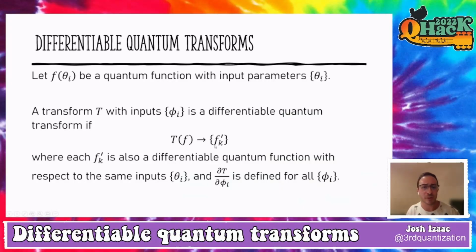But we can go even further. The transform T might have its own inputs, phi i, that control how the transform is applied to the input quantum functions. So the quantum transform T might also be differentiable with respect to its hyperparameters. This might be a bit confusing, but I've got an example here that might explain this a bit better.